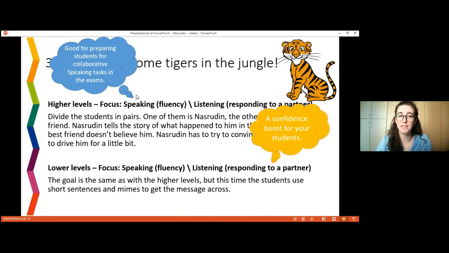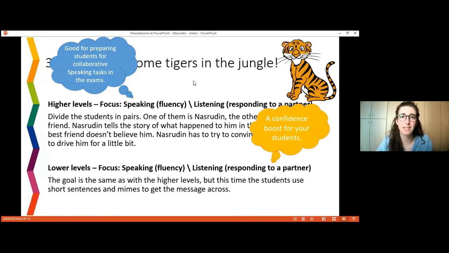And why is this activity good for lower levels? Because it gives a big confidence boost to your students, because your students have a scope. They have to try to communicate to do this. They have to try to convince their partner if they're Nasrudin, and they have to try to not drive Nasrudin. They don't want to drive Nasrudin. They have to try to convince Nasrudin that that's not really what he wants.